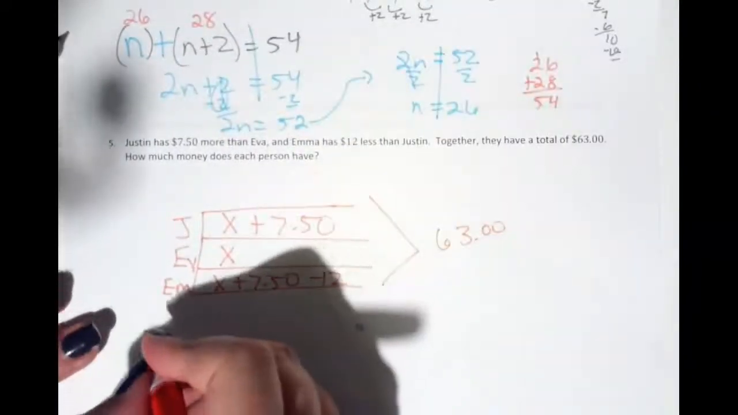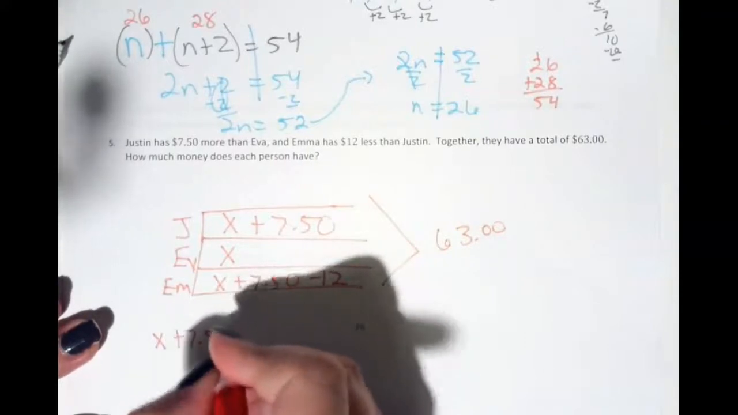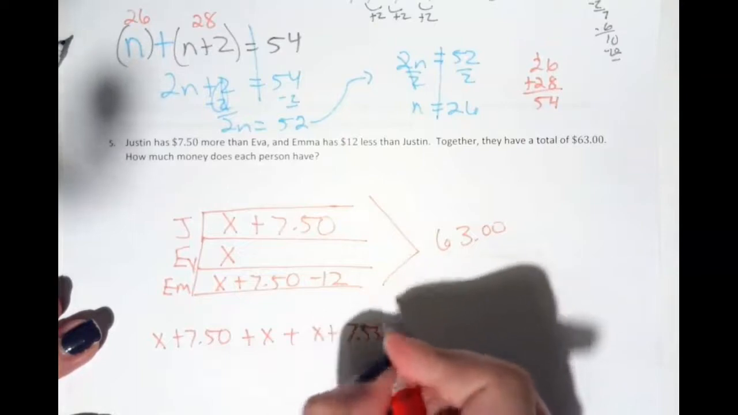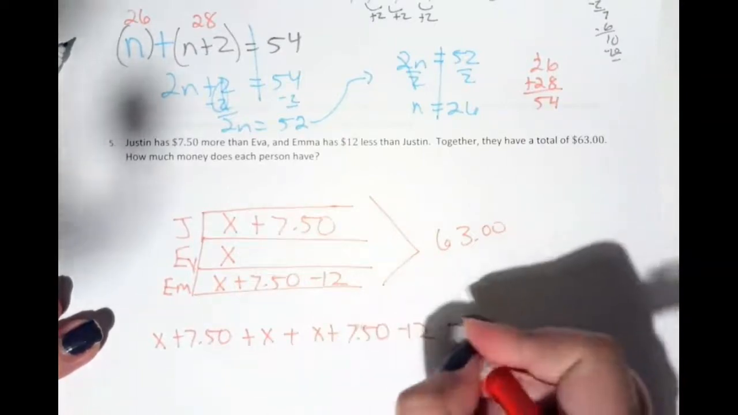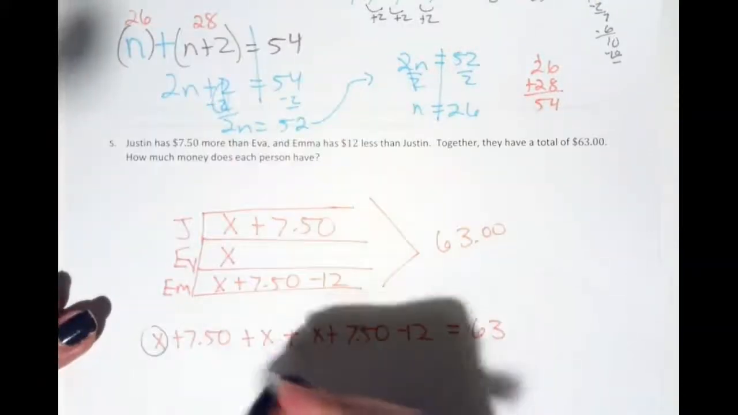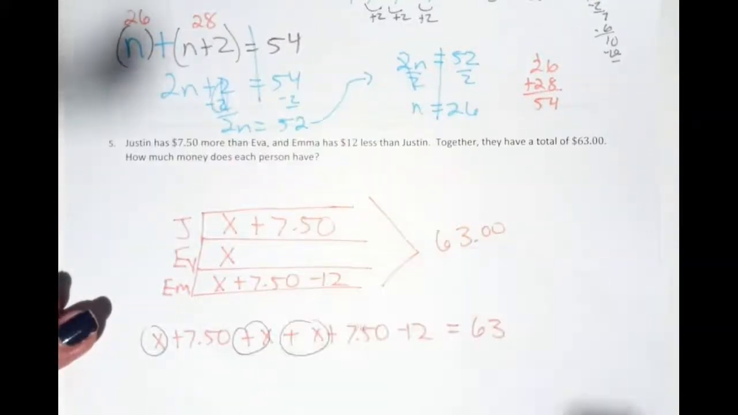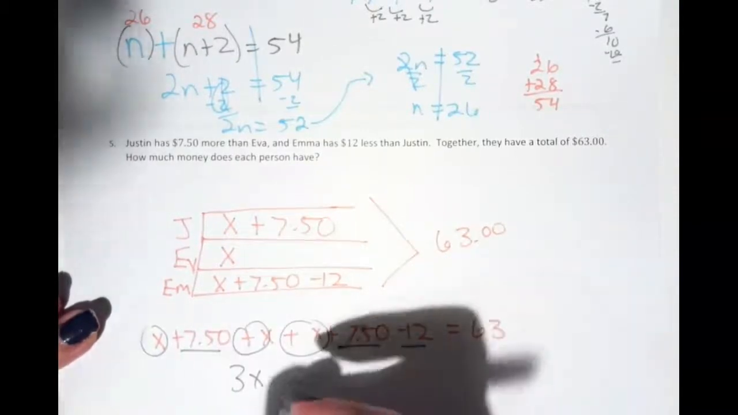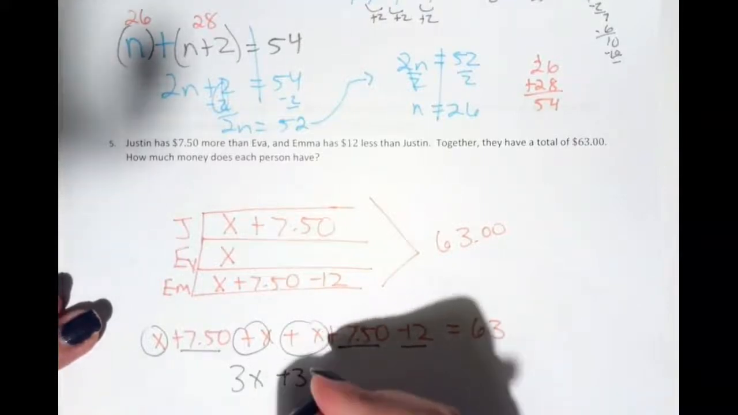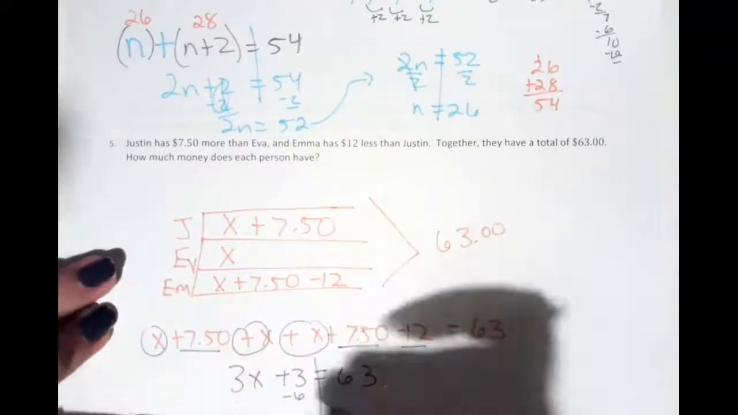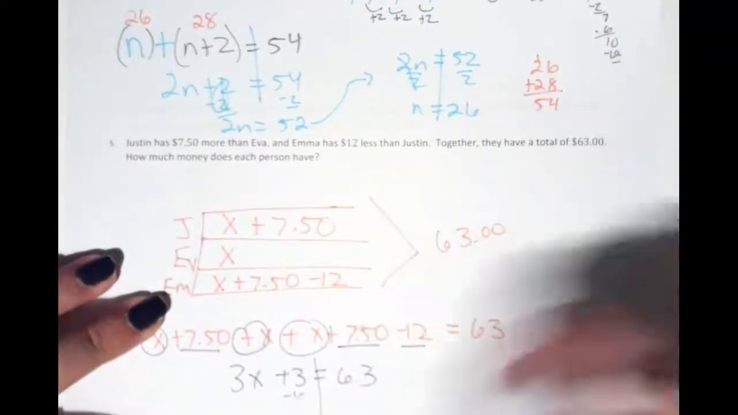So let's write an equation that matches our diagram. Justin plus Eva plus Emma equals 63. We'll combine our like terms. 1, 2, 3 x's. 15 minus 12 is positive 3. Let's subtract 3 from each side.